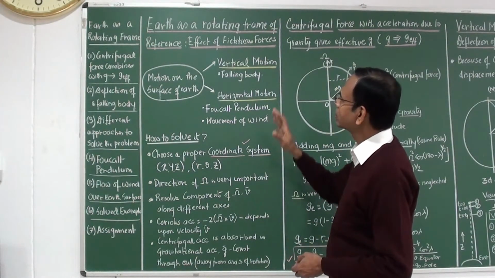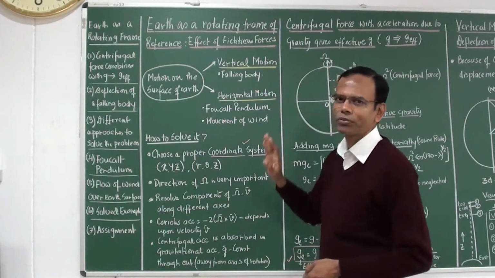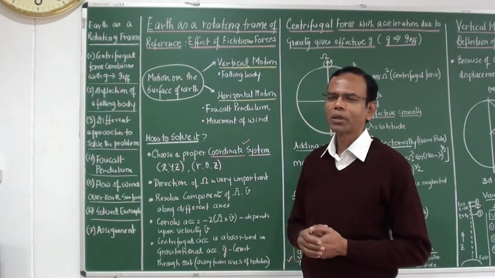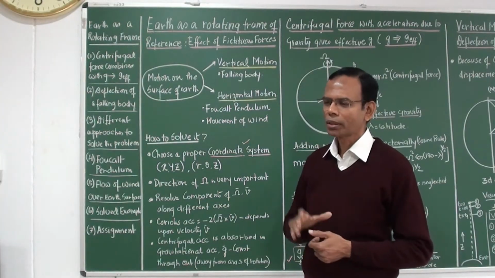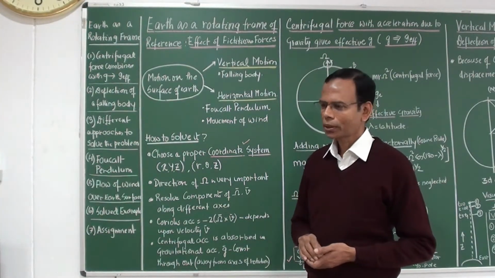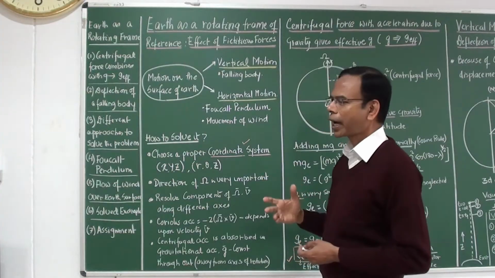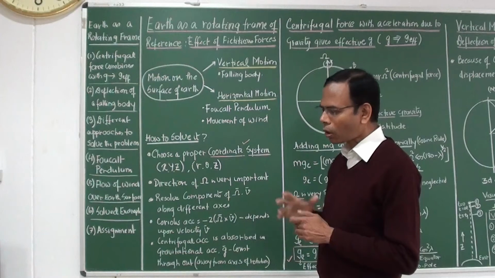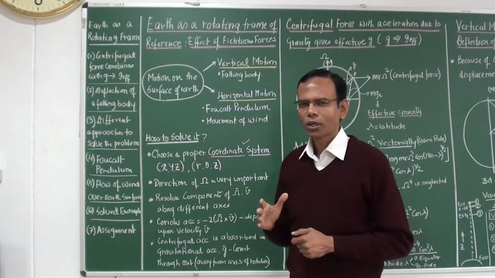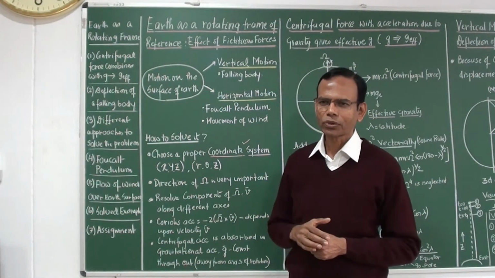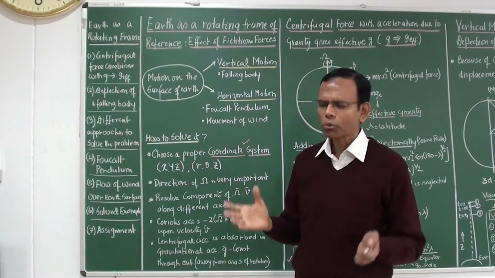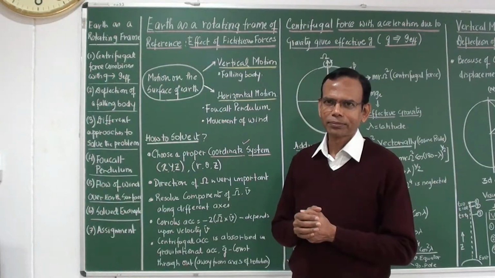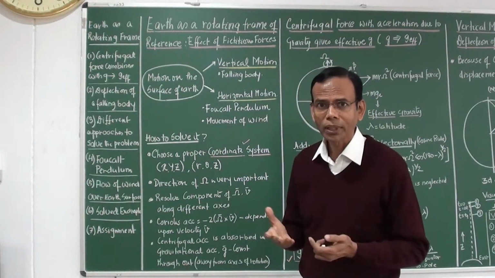So let us start with Earth as a rotating frame of reference. In general we take Earth as an inertial frame, but strictly speaking it is not, because it is also rotating. So it is a non-inertial frame, and we will see very interesting effects of the fictitious forces, which are the Coriolis force and the centrifugal force both, mostly actually the Coriolis force, on the surface of the Earth. And it looks quite real also.